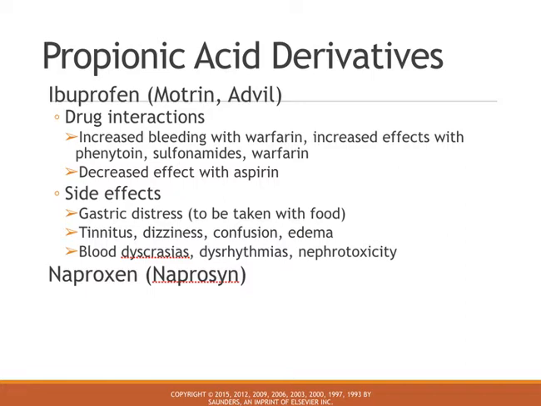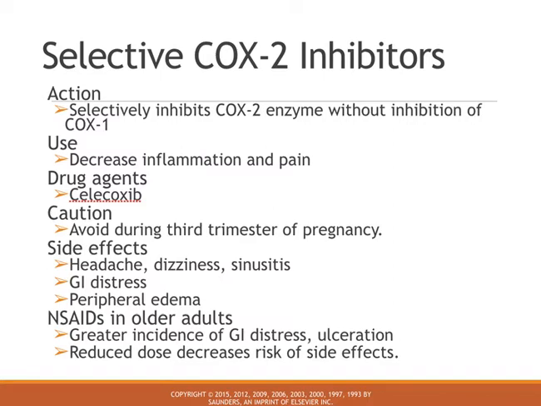And then another propionic, I have a heck of a time saying this word too. Propionic acid derivative is naproxen. That one is great for pain relief as well. It does not have the bleeding risks though. So that brings us to selective COX-2 inhibitors. So these work only on COX-2, not COX-1. They decrease inflammation and pain.